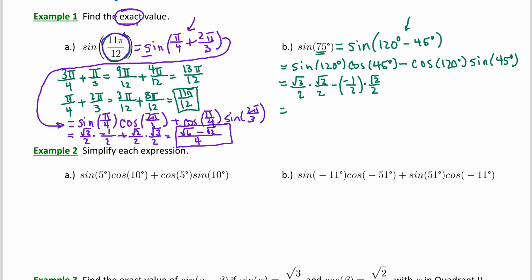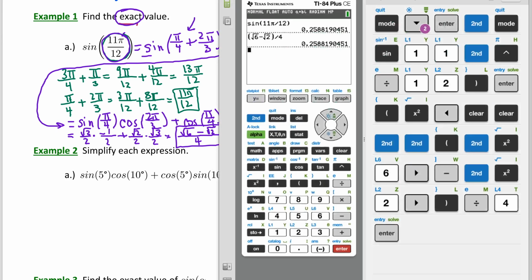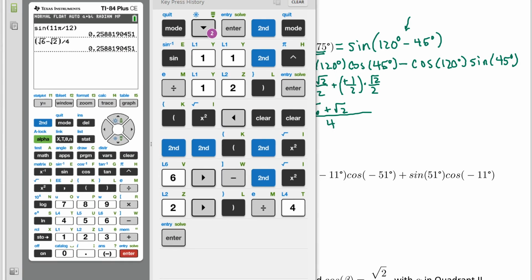So once again, we have a common denominator of 4. I'm going to lead with the positive term, square root of 6. Oh, and they're both positive, right? Because negative times negative gives me positive square root of 2. But before we continue, let's go ahead and verify that with our calculator.